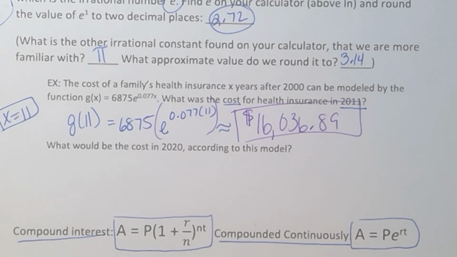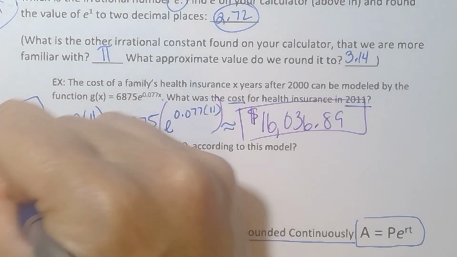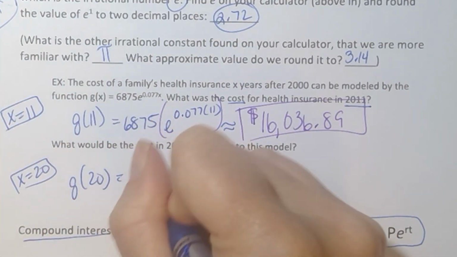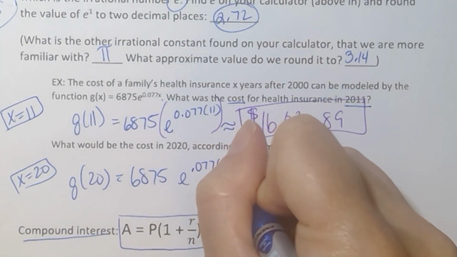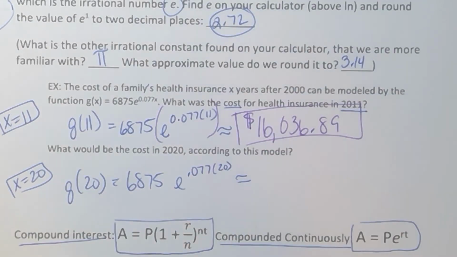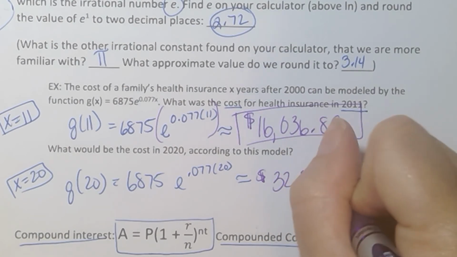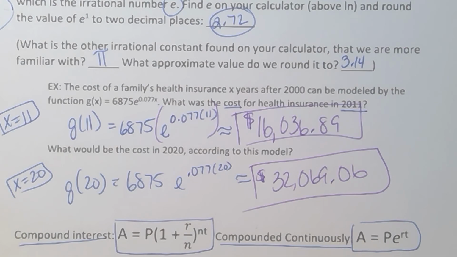Well, according to this model, what's the cost this year in 2020? Well, in 2020, x would be 20. So I'm finding g of 20, which is equal to the same function, the same model, but this time my exponent is going to be different. I want you to plug that into your calculator and round that to the nearest penny. And that's the value that you should get.